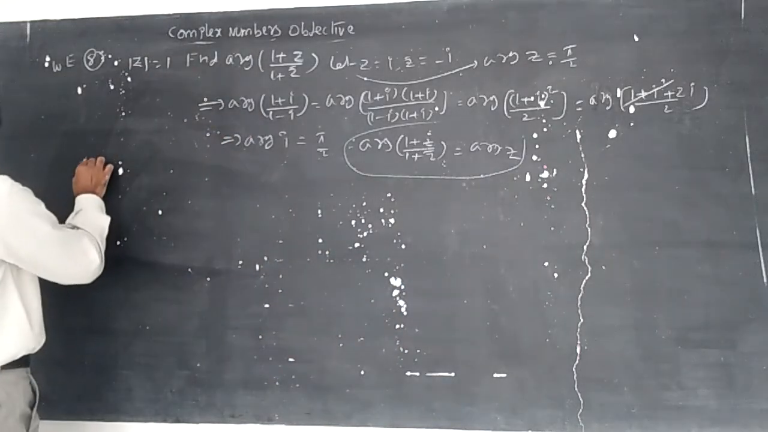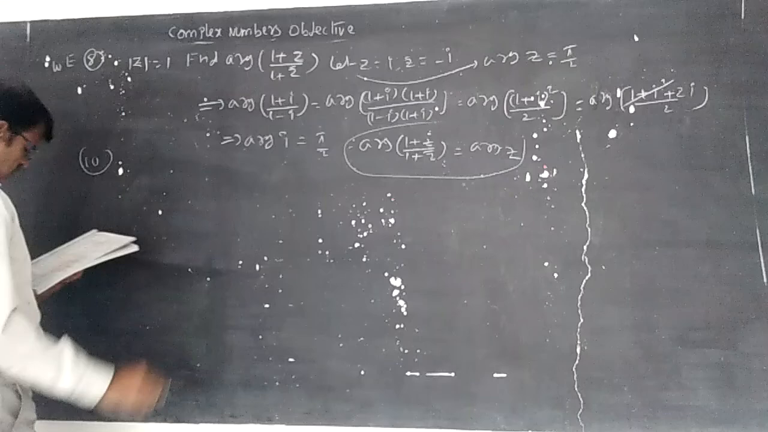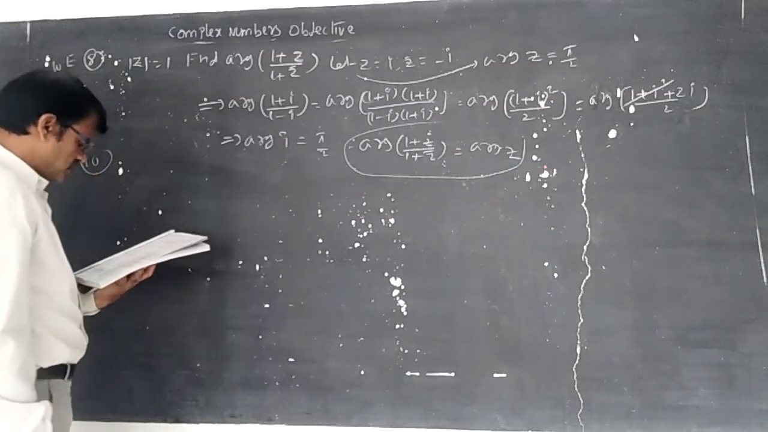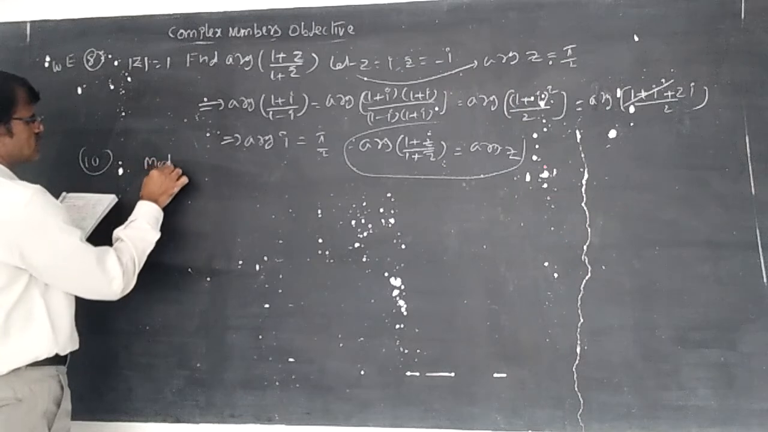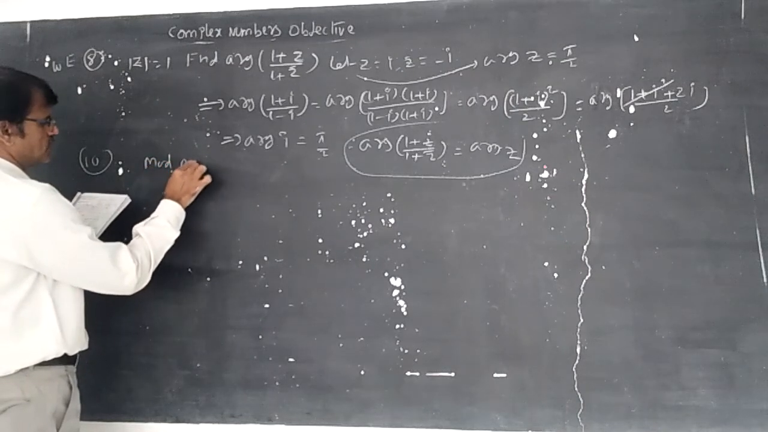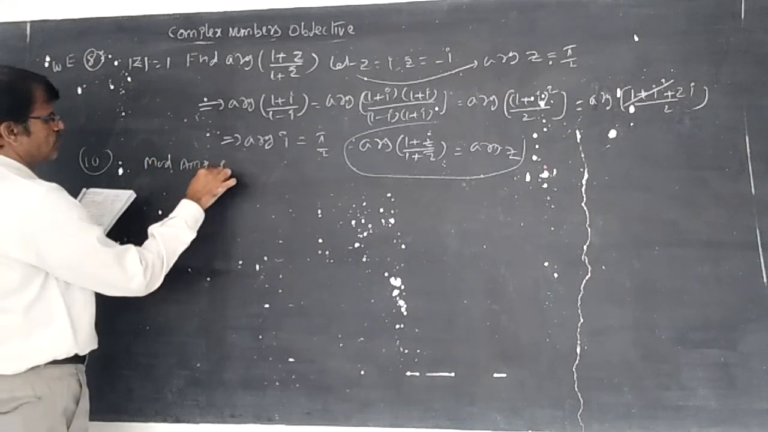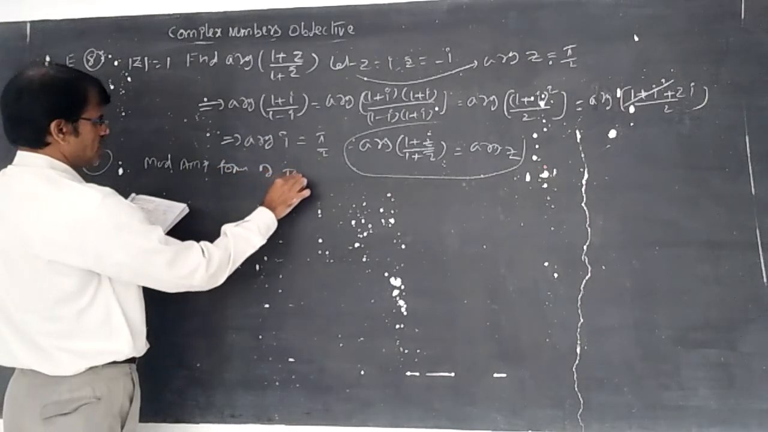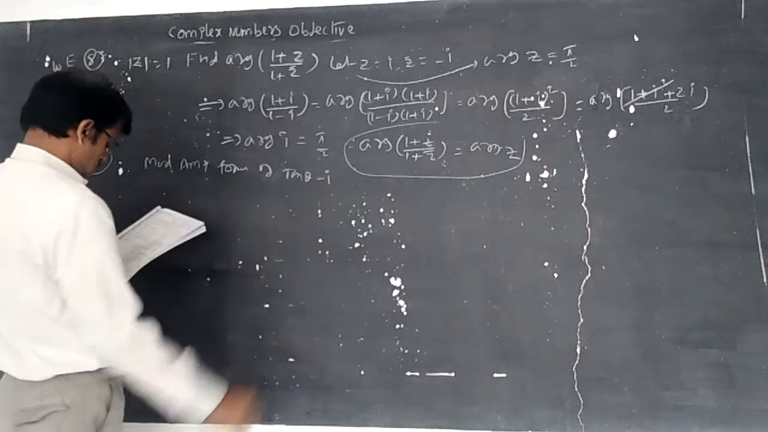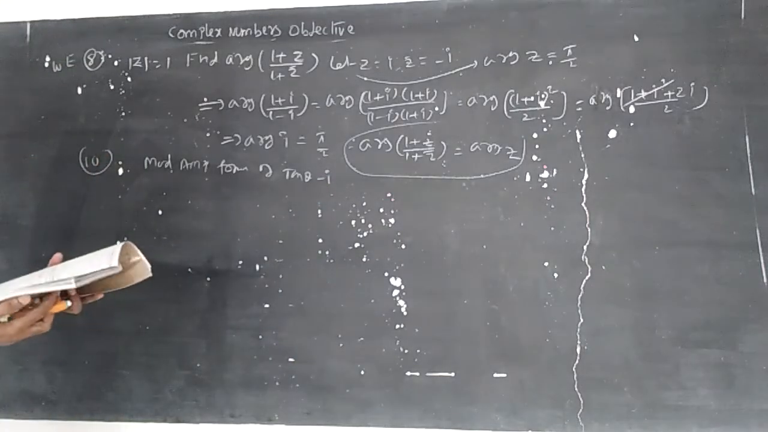Now, worked example 10. Find the principal mod amplitude form of tan theta minus i. Mod amplitude form was already discussed in IPE. Mod amplitude form of tan theta minus i.